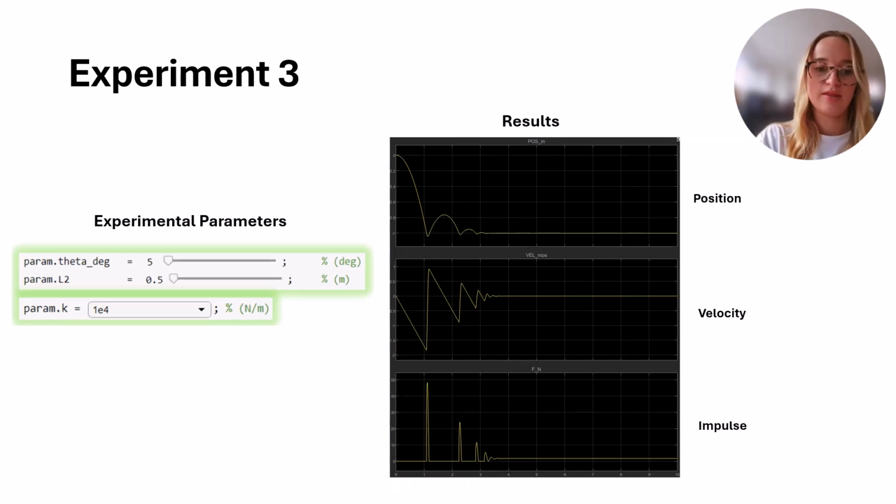Finally, for experiment 3, the spring stiffness has been increased again, and these parameters will be used. The results are somewhat in between experiment 1 and 2. This is expected because the high spring stiffness will counteract with a decrease in the incline and length.